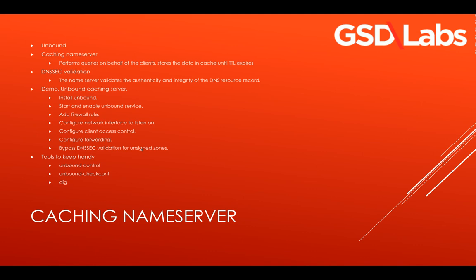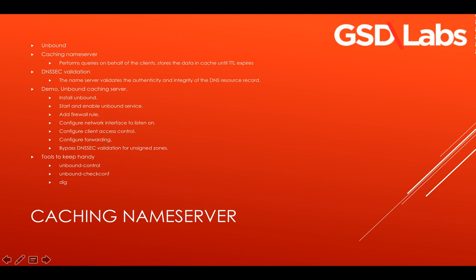I included the steps here on what we need to do right now to install and configure Unbound. First we install it, then we start and enable the service, and then we add a firewall rule, and then we have to configure the network interfaces to listen on. Meaning these are the network interfaces that the server will use to listen for DNS queries. And then we're going to configure some client access control, and then configure forwarding.